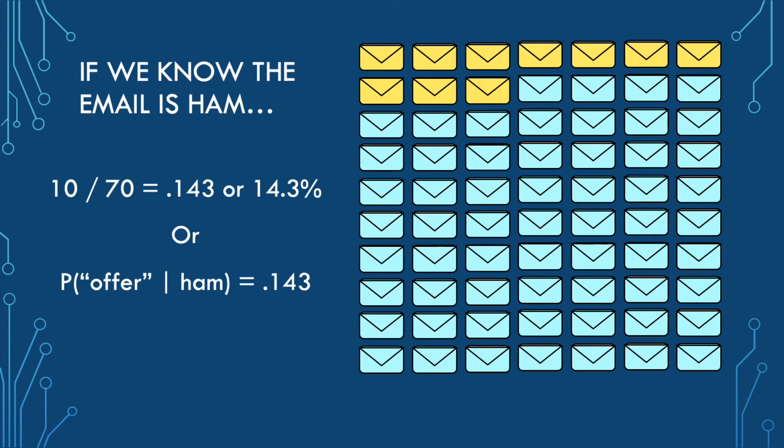Likewise, if we know that the email is ham, or normal, we know that 10 out of the 70 emails contain the word offer. 10 divided by 70 is roughly 0.143 or 14.3%. Likewise, we can express this idea as a probability term. So the probability that an email contains the word offer, given that we know that it is a ham or normal email, is 0.143.